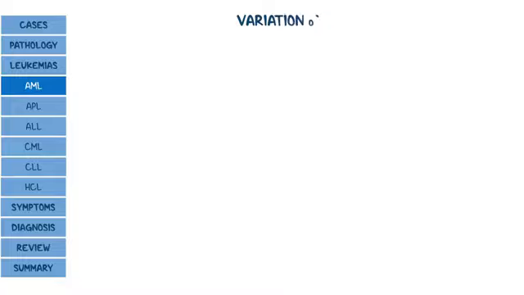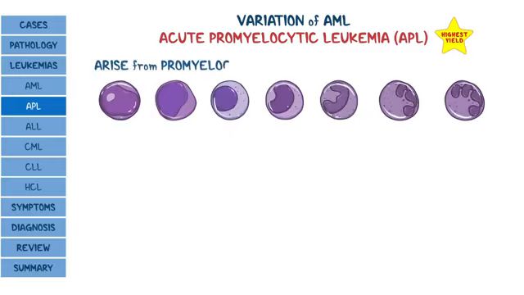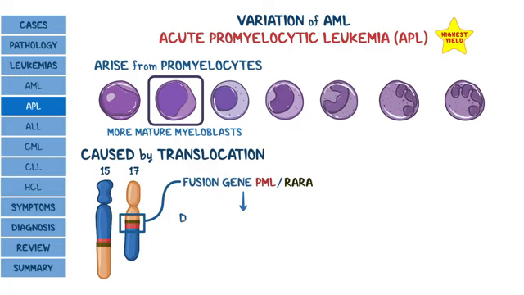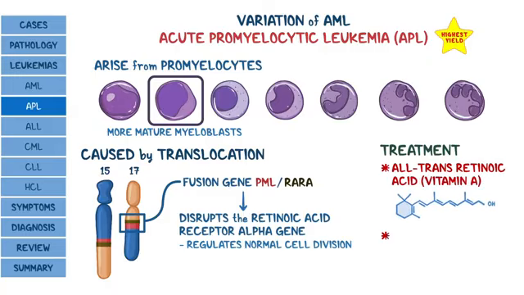Okay, now a variation of AML is acute promyelocytic leukemia, or APL. This type of AML arises from promyelocytes, which are more mature myeloblasts. It's caused by translocation of chromosomes 15 and 17, which results in the formation of a fusion gene called PML-RARA, which disrupts the retinoic acid receptor alpha gene. This gene codes for a protein that regulates normal cell division. The treatment is all-trans retinoic acid, or vitamin A, and arsenic, which induces the differentiation of promyelocytes.